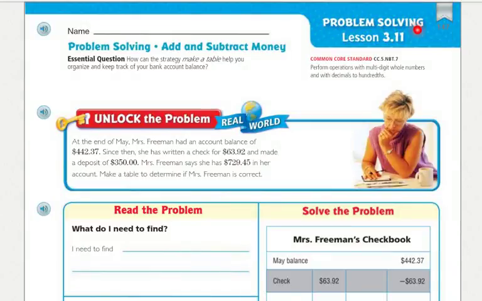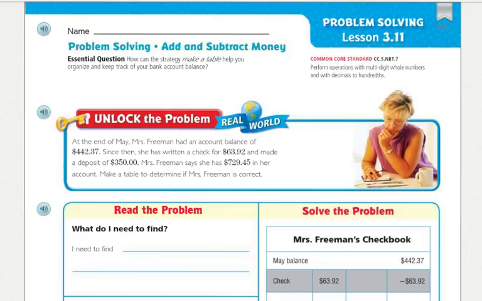Today's lesson is problem solving 3.11. Problem solving. We're going to add and subtract money. Essential question. How can the strategy make a table help you organize and keep track of a bank account balance? This is something you're going to do every day, not just for the Common Core Standard.